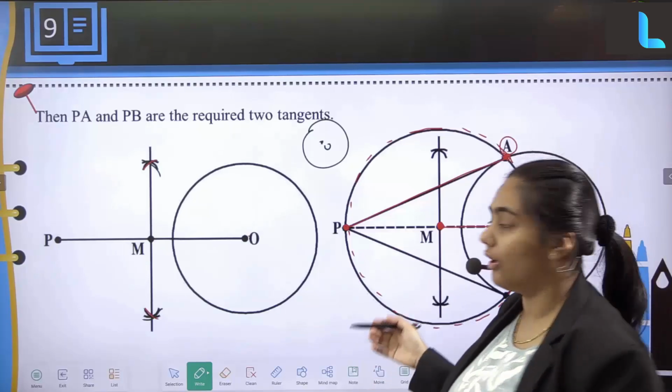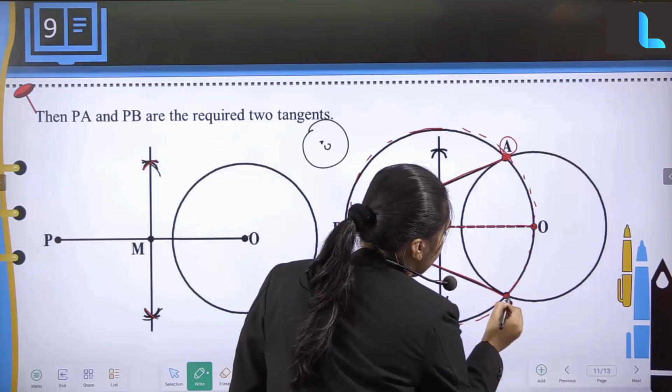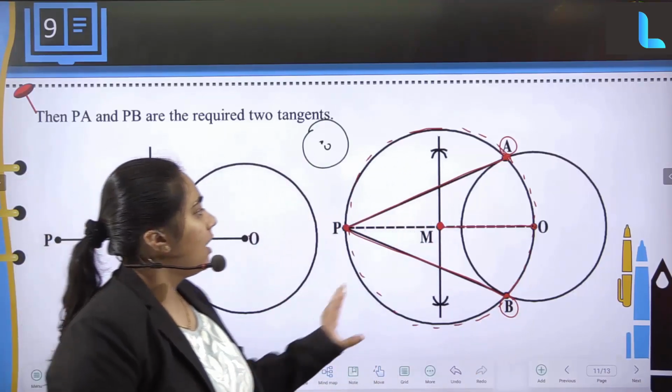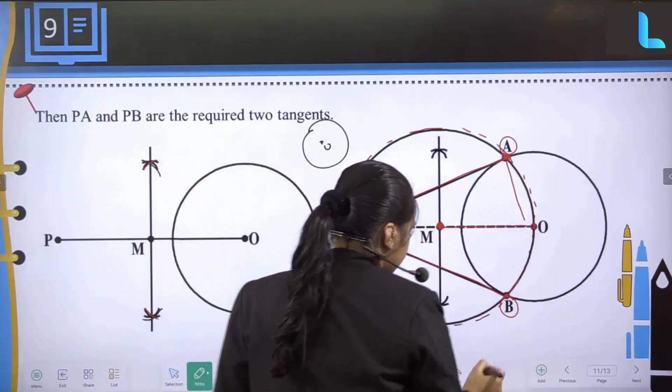Right, similarly on your other hand side also, you just have to join the point which is going to become B. Right, point B is what you'll be getting. Once you do that, see over here, even this can be joined.